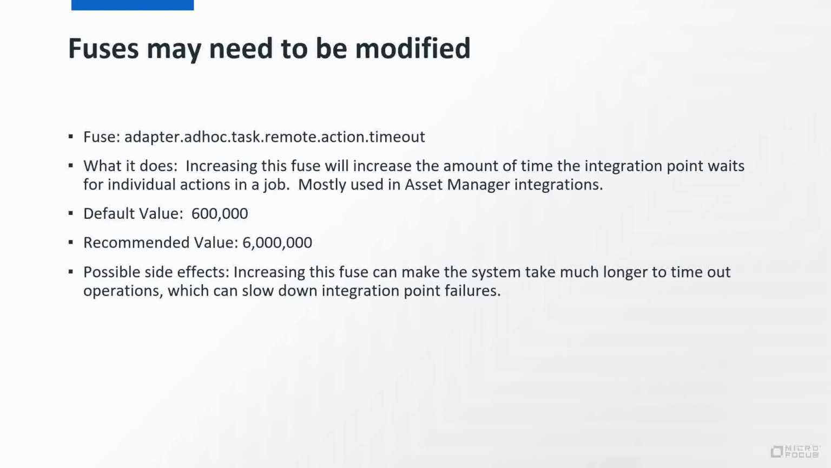The side effect of this fuse is that it can take longer for it to time out if there becomes a problem, and that can slow down the failures that you receive. This fuse is actually not a terrible one to increase if it's going to take a long amount of time to do the insertion of the bulks on the target. Asset manager integration is a good example where we would need to increase this particular fuse.